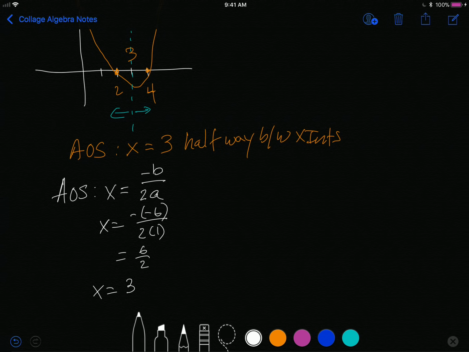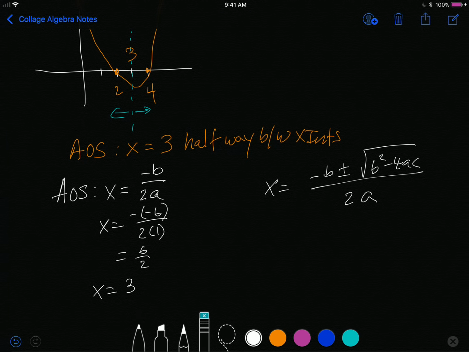Well, the quadratic formula is x equals minus b plus or minus the square root of b squared minus 4ac, all over 2a. These two right here represent the two x-intercepts. If I go halfway between the two x-intercepts, this part of the equation will drop off and leave me with simply minus b over 2a. And that's where the formula comes from. So that's how you find your axis of symmetry: minus b divided by 2a.